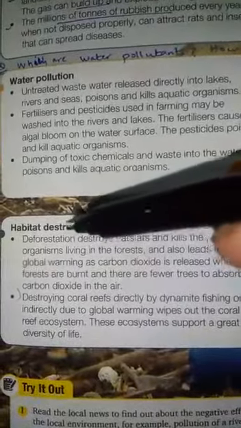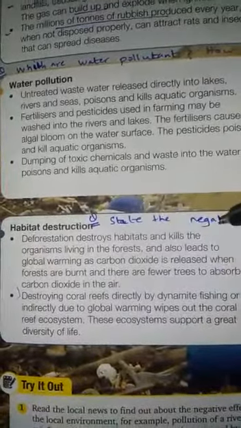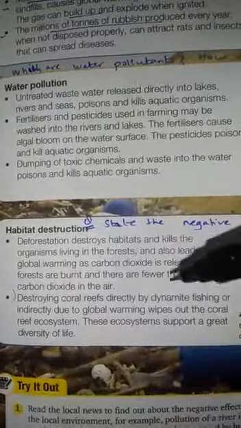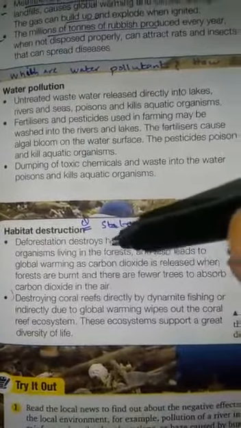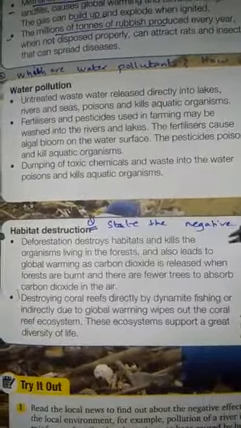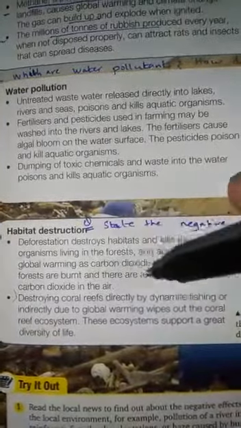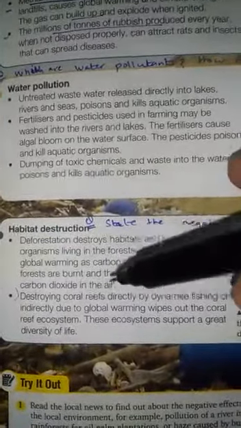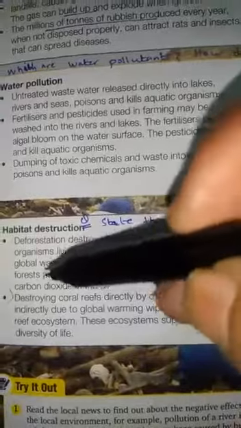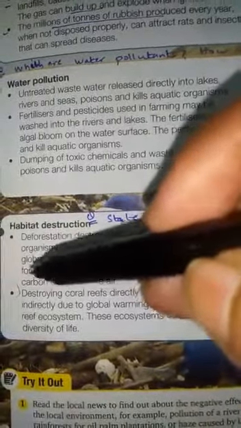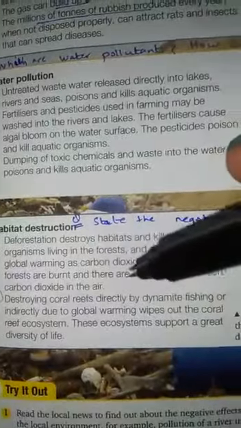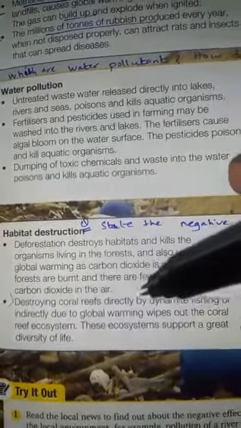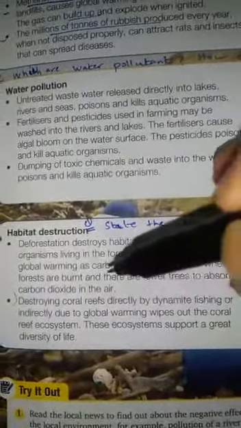Deforestation is one of the most important human activities destroying the natural homes of living organisms, and they are forced to leave their homes. In this way, different species are going to be endangered. Also, the imbalance of gases like carbon dioxide will be greater in the atmosphere, and it is also causing the greenhouse effect. And second, another important habitat destruction is the destroying of coral reefs, directly by dynamite fishing or indirectly due to global warming. These are all killing the coral reefs.